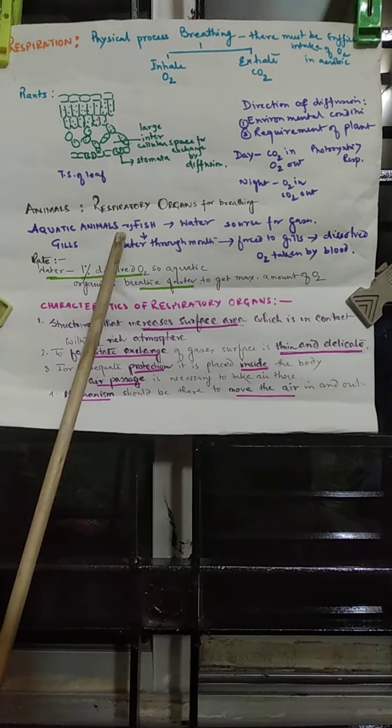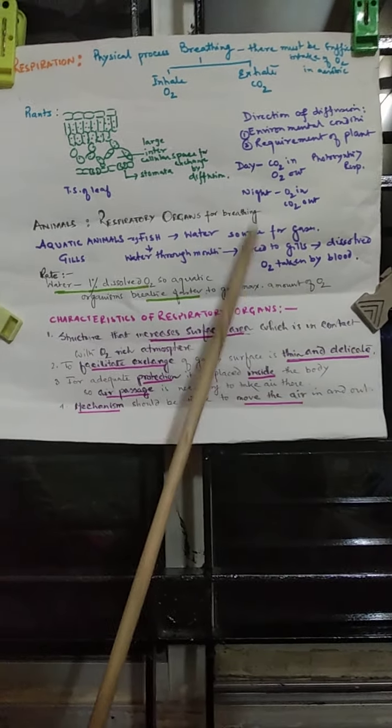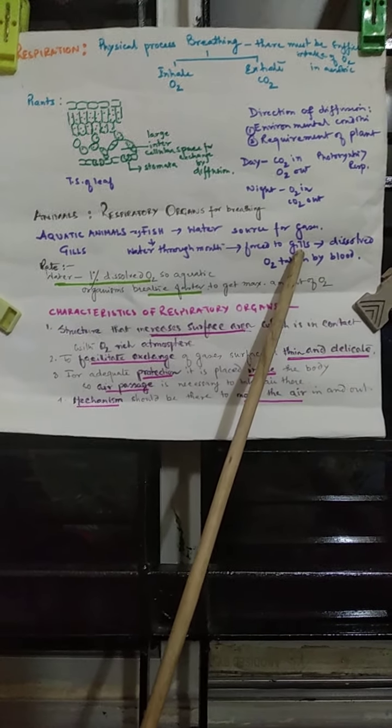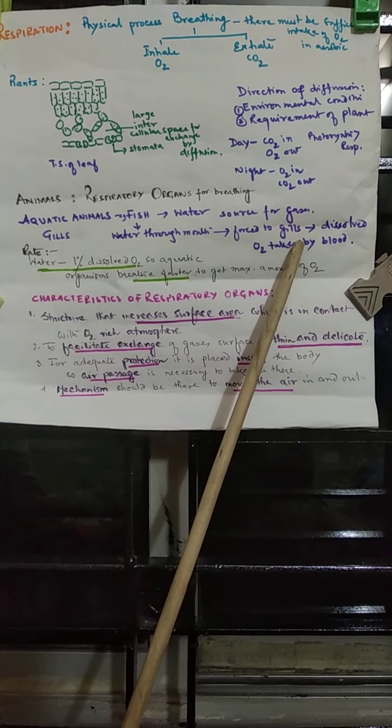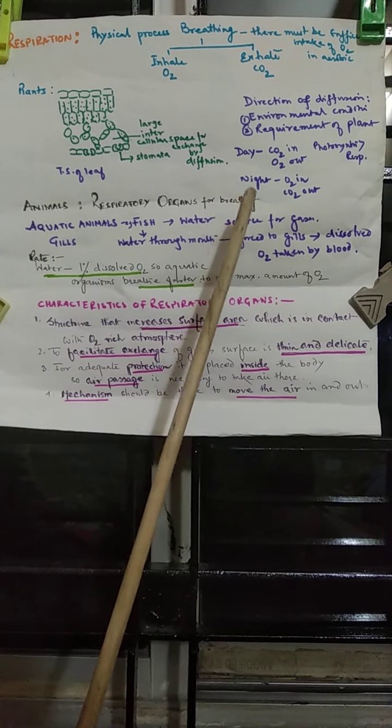First of all, water enters through the mouth of the fish. This water, along with the oxygen, is forced to the gills, where the blood capillaries take in oxygen and give out carbon dioxide, and that oxygen is taken by the blood to different parts.